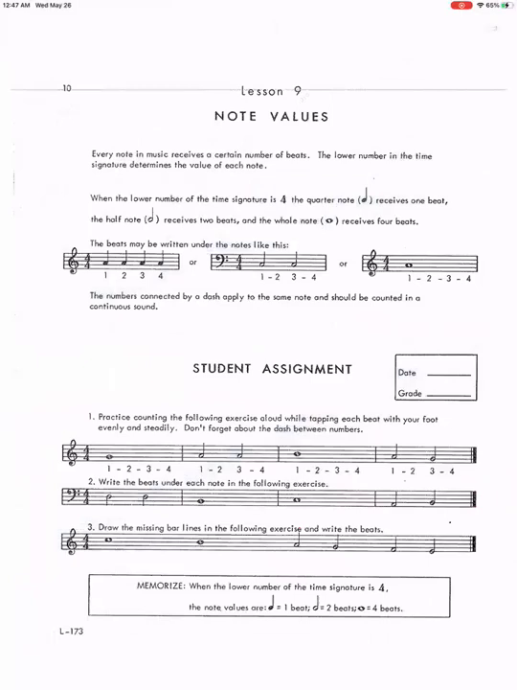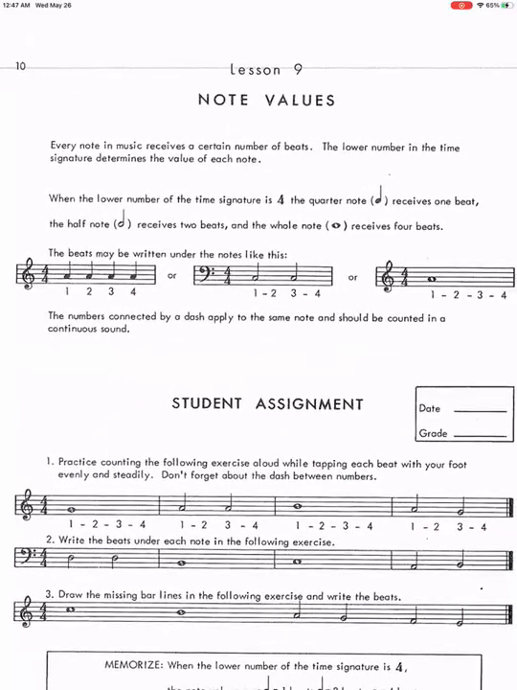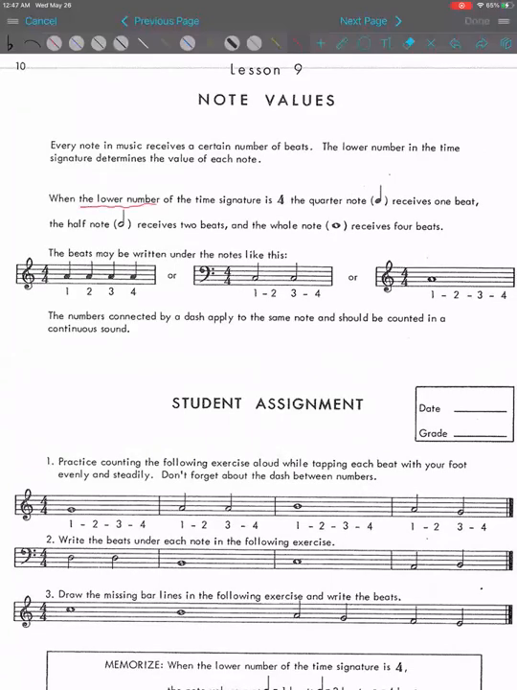Lesson 9, note values. So every note in music receives a certain number of beats. So the lower number in the time signature determines the value of each note. So when the lower number of the time signature is 4, that means the quarter note will receive 1 count, 1 beat. The half note will receive 2 beats and the whole note will receive 4 beats.